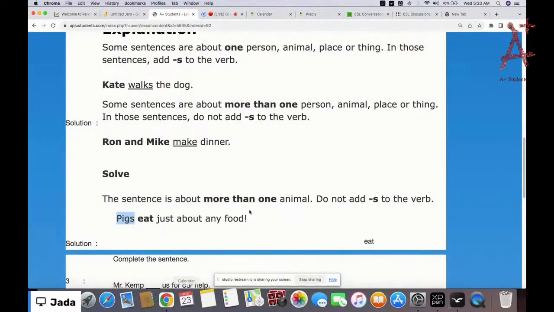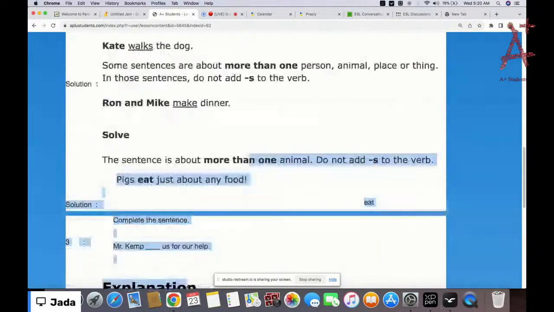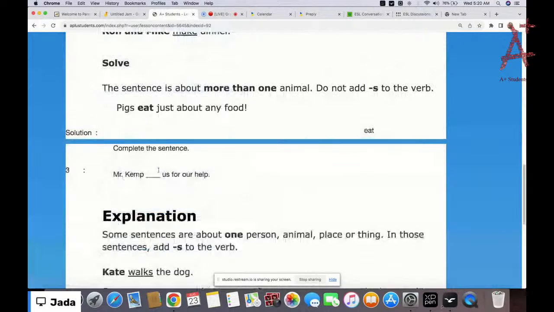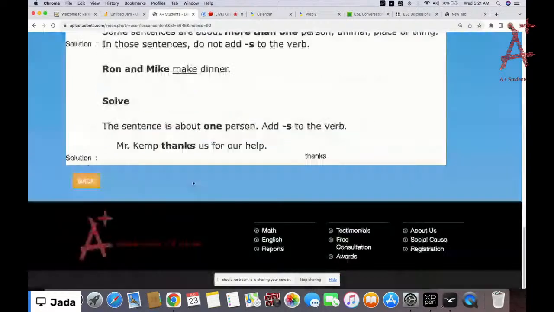example. So Mr. Kemp dash us for our help. Kemp, so it's one. You see, it's only one man here. It's only one man, and he's asking for help, right? So you're going to see what's the suitable verb. Mr. Kemp thanks us for our help. So it's thanks. It has an s in the verb because it's one man here, right? So it's singular. So the verb has an s.